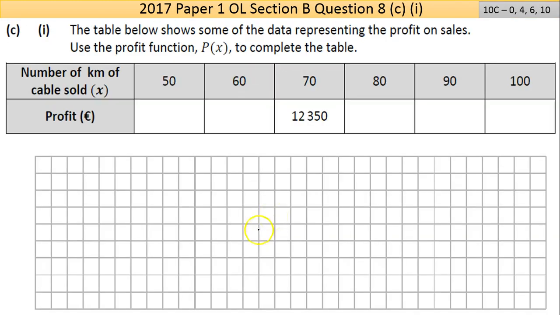Job done. Now, question C, 8C part 1 here, you have a table to fill in. Now this is just basically, you're using the function, you're given different inputs, different x values, you put them into your function, and you just generate the answer using the calculator, and then record it. They've given you a sample one here, so if you check it, P of 70, if you put that through the function you're given in the question, the answer you should get would be 12,350. So that shows you what they're doing. You just have to do the same thing 5 times.